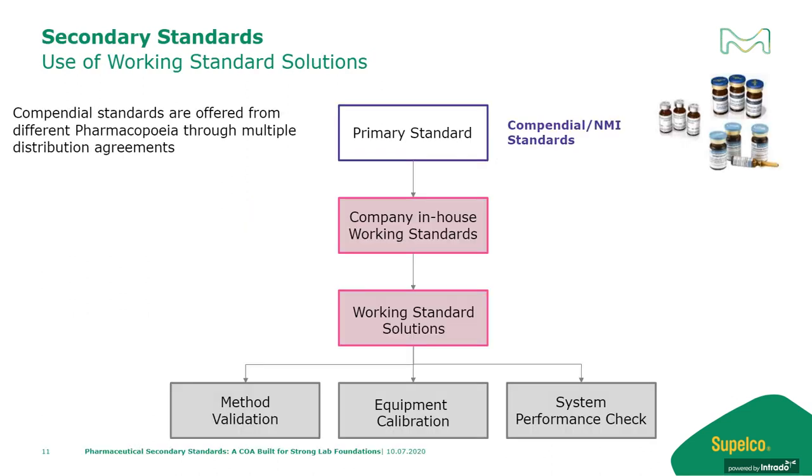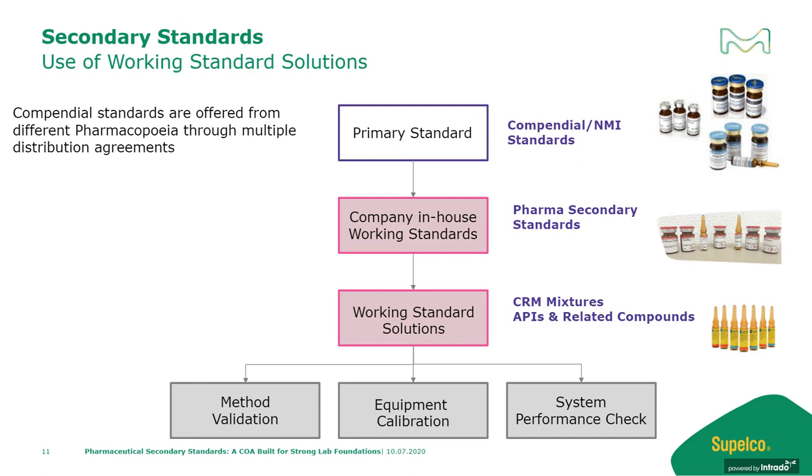To show this thought a little differently, we can refer to this flowchart. First off, we have the primary compendial standard at the very top. From these primary standards, company in-house working standards and working standard solutions can be qualified. These two buckets include the pharma secondary standards and the CRM mixtures that include active pharmaceutical ingredients and related compounds. Any of these three standards, the primary standard or the CRM pharma secondary standard or mixture, can be used in regulated labs for routine use.